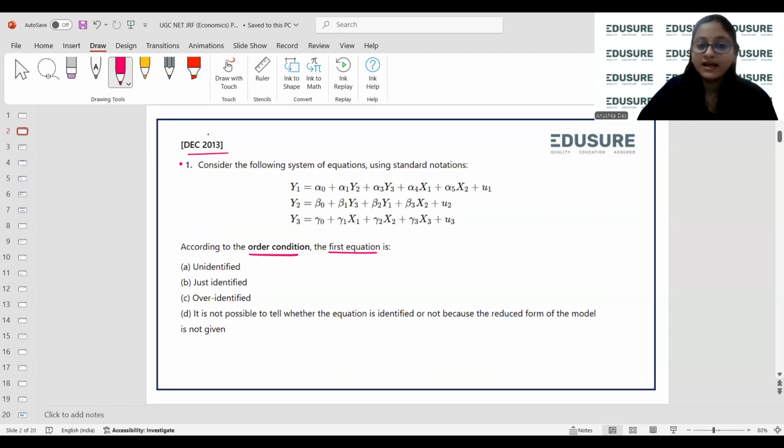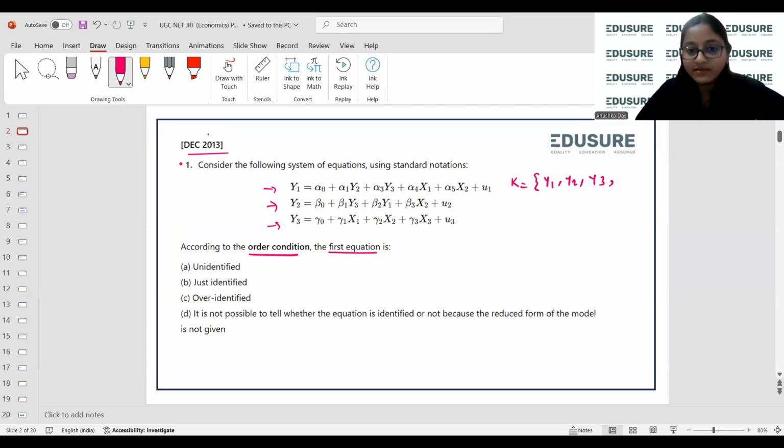This is the question. Now, firstly, find out what K will be. K, as I've told you, is the total number of variables present in your model, it can be exogenous, it can be endogenous. So if you look at this carefully, how many endogenous variables are there? Endogenous variables are Y1, Y2, and Y3. That will be exactly equal to the total number of equations in your model. These are the three endogenous variables.